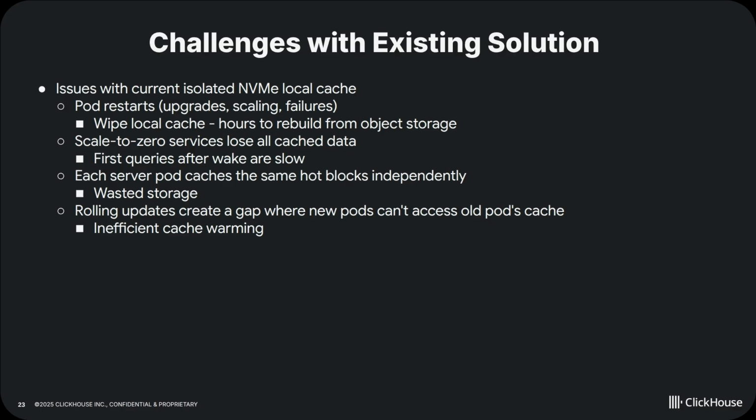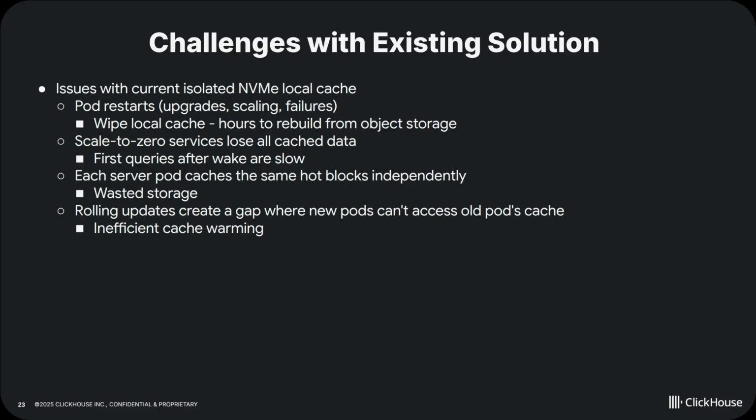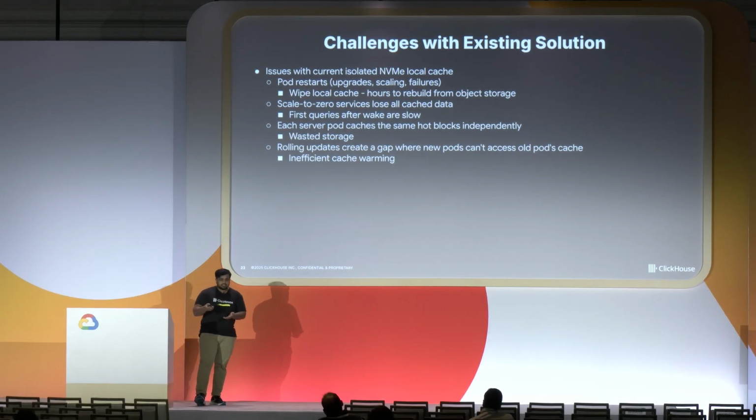As I mentioned in the previous slide, we have ClickHouse servers running with local NVMe caches. What that means is, because these NVMe disks are attached to the node temporarily, if the pod restarts, it could wipe the local cache. And so when the next queries come in onto this pod, we have to start populating the cache, and it will take a lot of time. We'll take a performance penalty hit because we need to go query object storage.